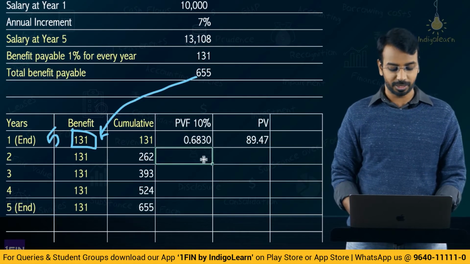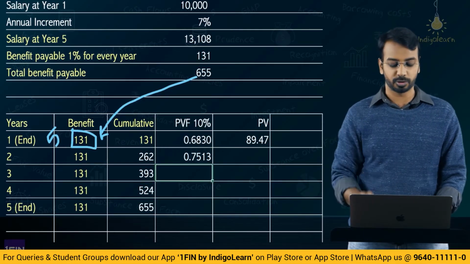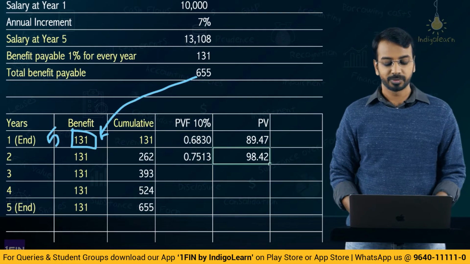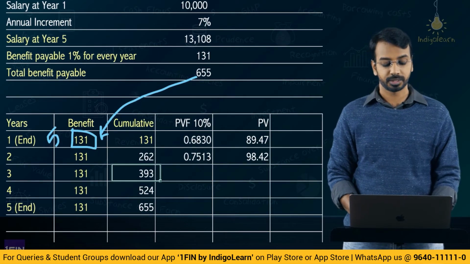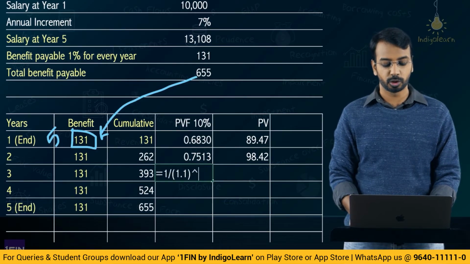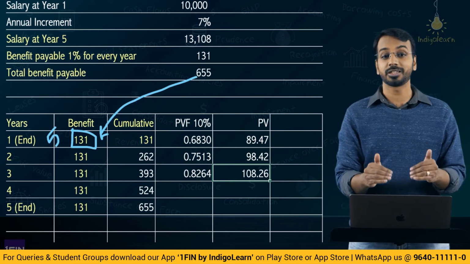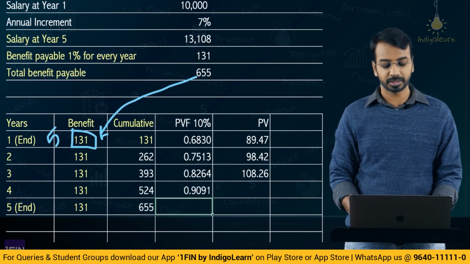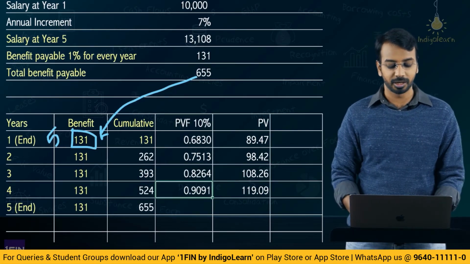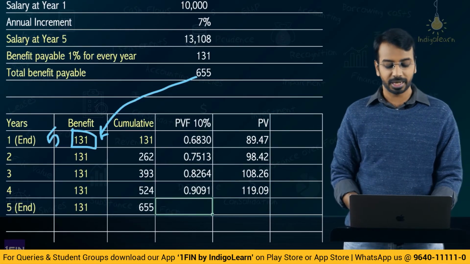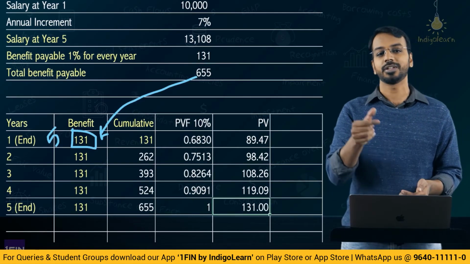Similarly, for the second period, how much will that be? That will be for a 3 term, or you can do a multiplication by 1.1, that is also fine. 98.42 represents the cost of year 2. Then for the next period you will do a 2 factor. 108.26 represents the cost of year 3. Then you will do a 1 factor. 119.09 represents the cost of year 4, and here because we are at the end of year 5, the factor becomes 1 and the entire 131 becomes the cost of year 5.